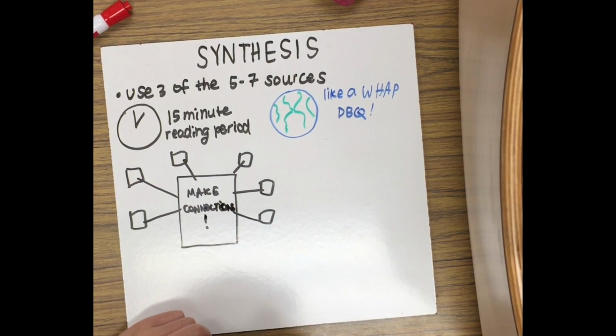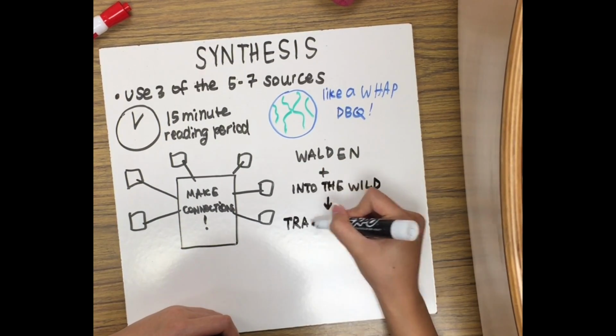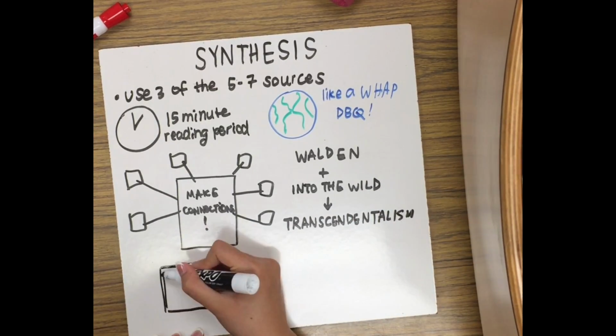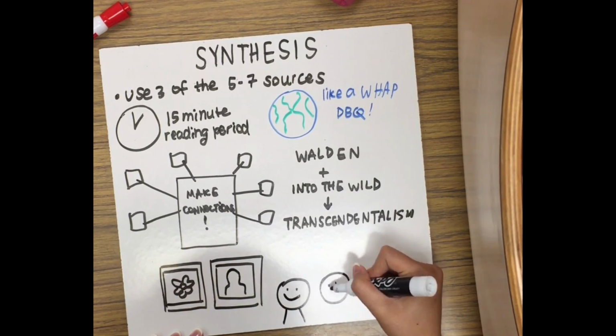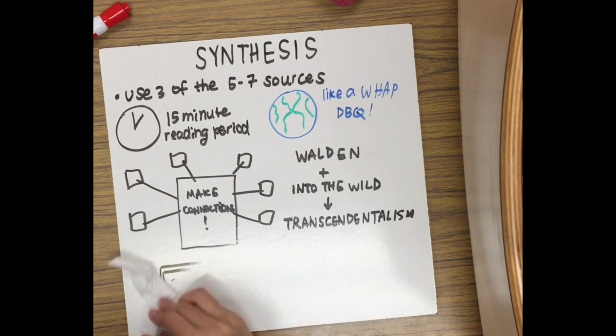For example, we read an excerpt of Walden by Thoreau and Into the Wild by Jon Krakauer. Both comment on the Transcendentalist movement, and we learn how to bring both pieces together to talk about one idea. We also go to the Getty Museum with the class and learn about how to talk about visual sources, such as paintings or photos, which could also be a potential source in the synthesis.